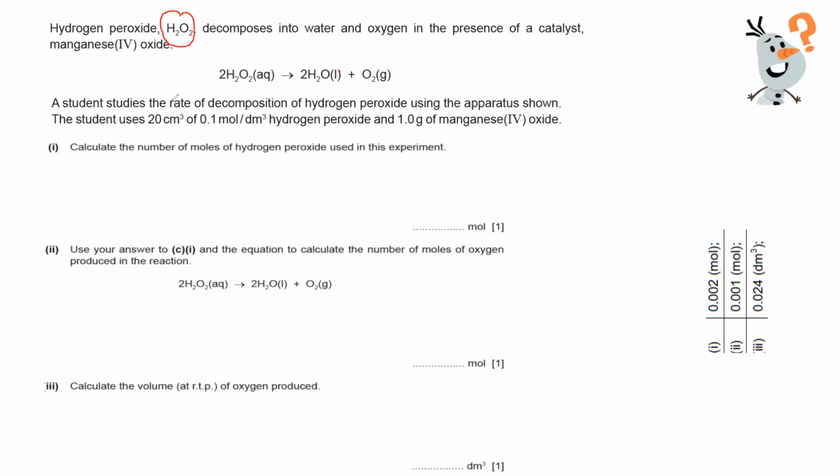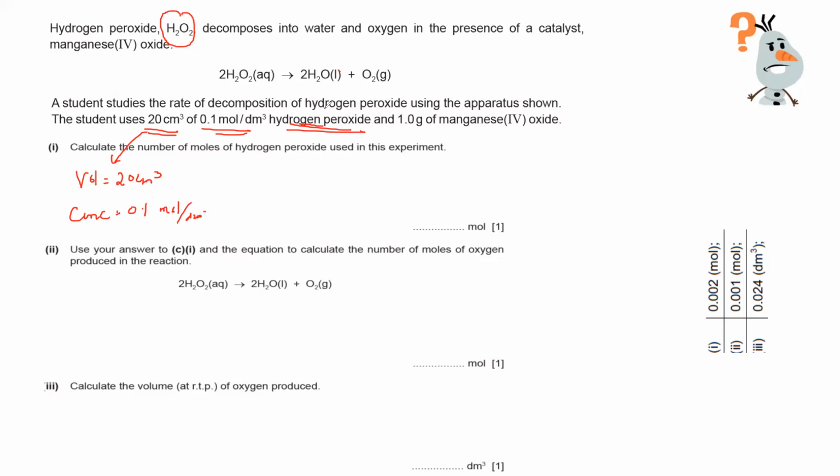The student studies the rate of decomposition of hydrogen peroxide using the apparatus. I removed that apparatus because that's not related to our question. The student uses 20 cm cube of 0.1 mole per dm cube hydrogen peroxide. So this is the hydrogen peroxide which he used. Volume is given, which is 20 cm cube, and concentration is given, which is 0.1 mole per decimeter cube.